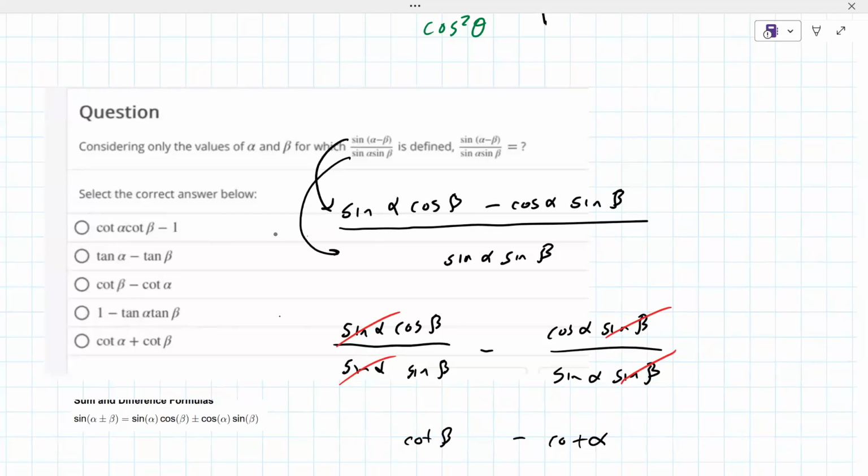Got it. Let me just copy this down real quick. Just want to make sure that I have this. Yep. Sounds good. Cosine beta.